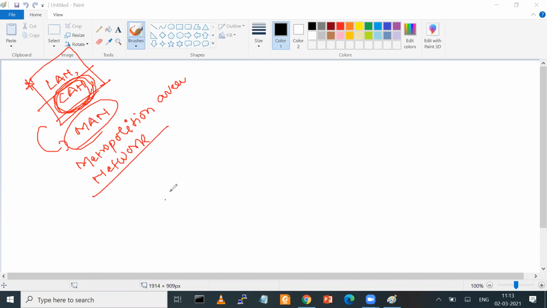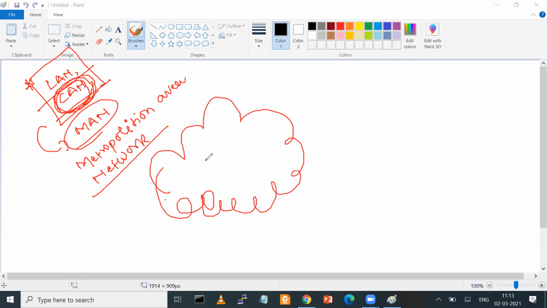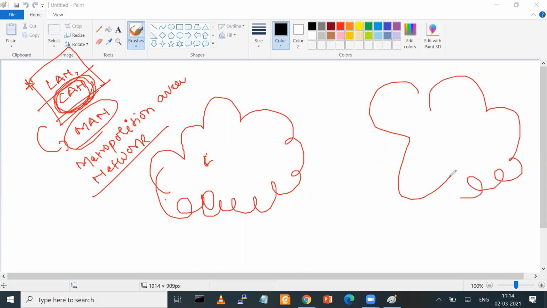When we connect two cities, or when we try to communicate between two cities, such a network we call metropolitan area network. Communication between cities, or it can also be like that.